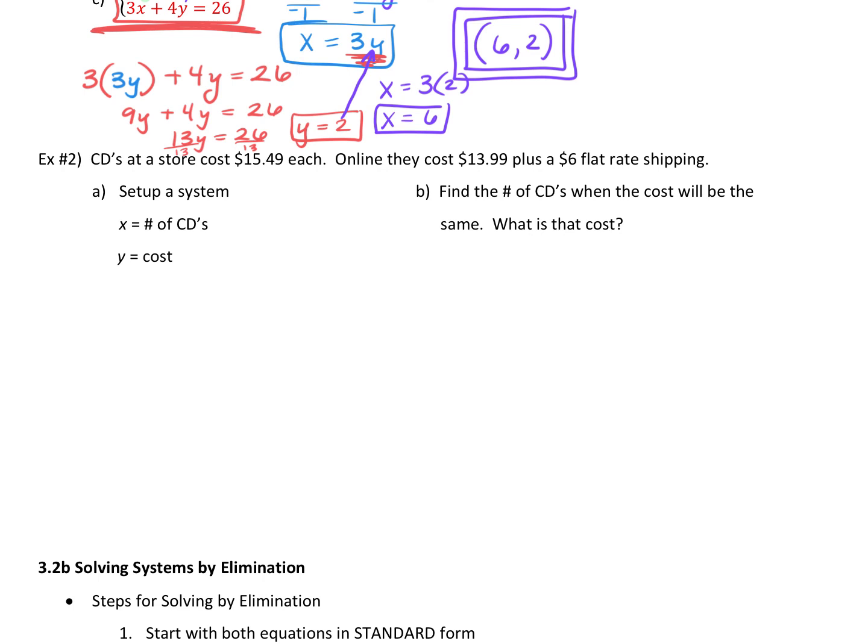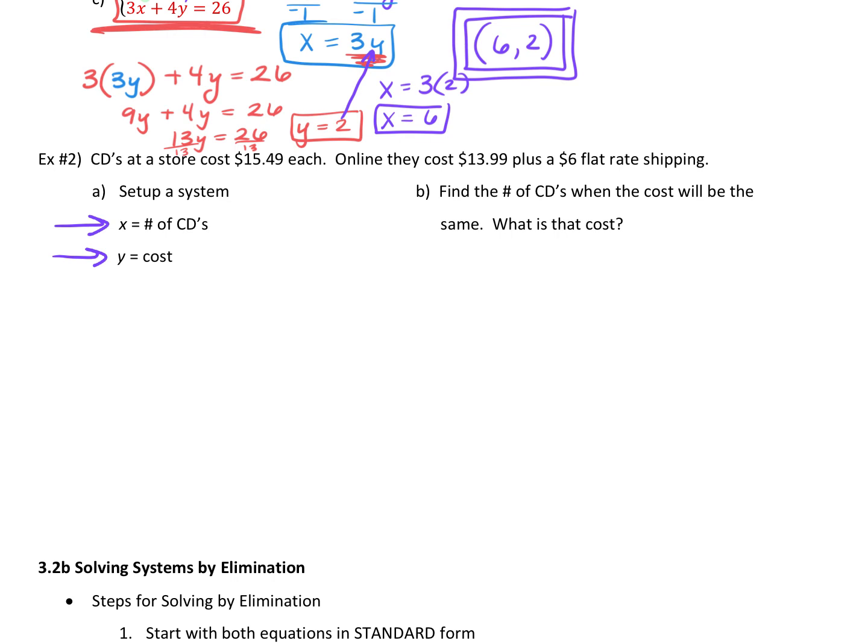Anyway, got a little sidetracked. CDs, compact discs, cost $15.49. Okay. Online, you can get them for $13.99 and a $6 flat rate shipping. What is a flat rate? One-time fee, like $6 for shipping, $13.99 per CD that you buy. Okay. So it says set up a system. X is the number of CDs. Y is the cost. Find the number of CDs when the cost will be the same. And what is that cost?